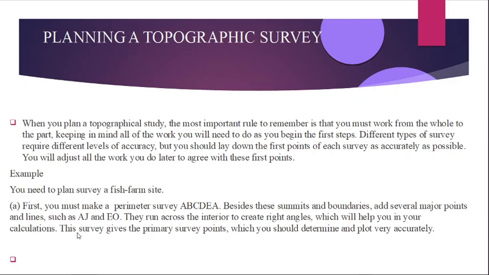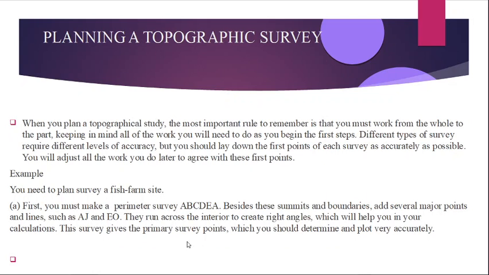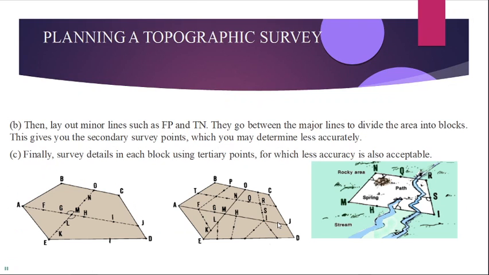This survey gives the primary survey points. That means this survey will give you the primary survey points, known as control points, which you should determine and plot very accurately. Now, second point, then lay out minor lines such as FP and TN. Let's see the figure number 2 here, FP and TN. Okay, FP and TN are the minor lines.